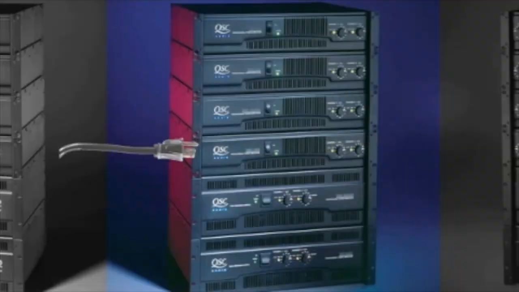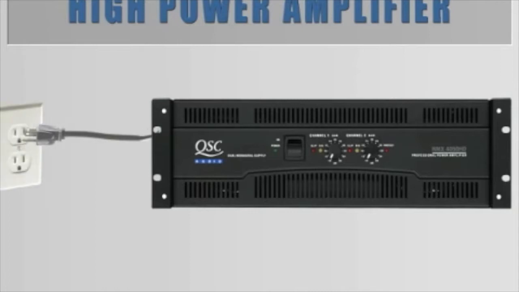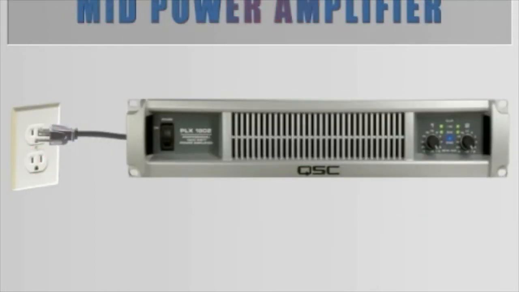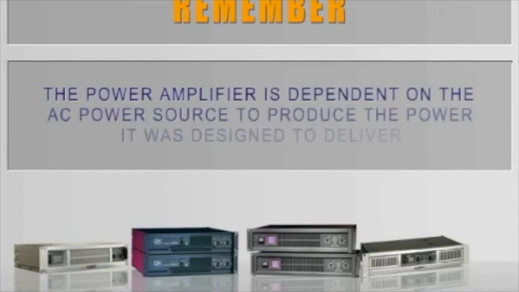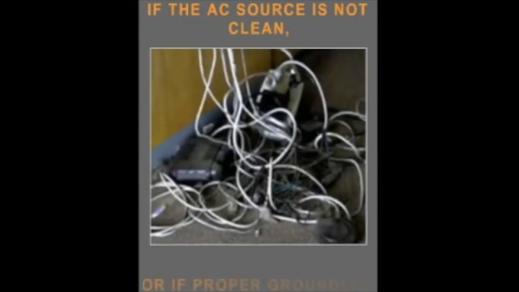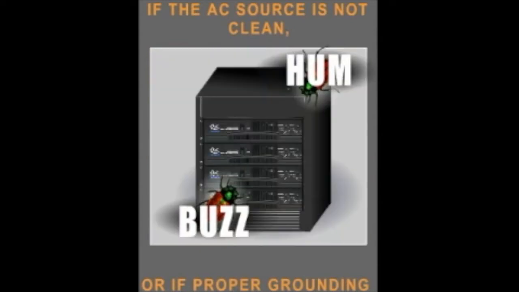Amplifiers require large amounts of clean AC power. High-power amplifiers require their own 120-volt, 20-amp circuit, while medium-power amplifiers can normally be paired on one 20-amp circuit. Remember, the power amplifier is dependent on the AC power source to produce the power it was designed to deliver. If the AC source is not clean, or if proper grounding is not implemented, buzz and hum will make their way into the audio system.